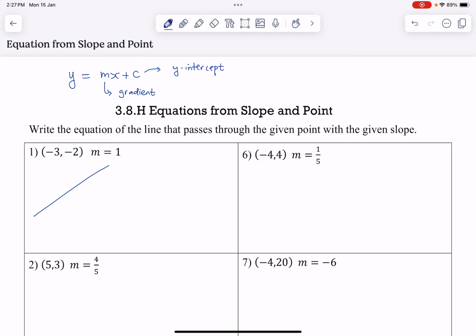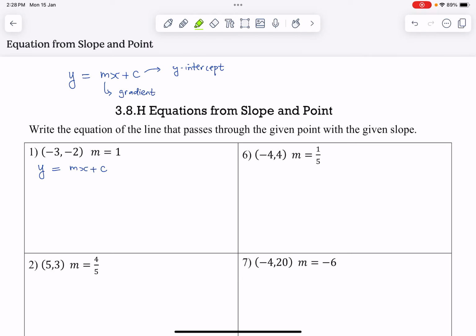So in question 1, we are told that there is a line, with unknown equation, with gradient 1. So the slope or steepness is 1. And somewhere along the line, there is a point (-3, -2). So the line passes through the point (-3, -2), and we will try to find the equation of the line.